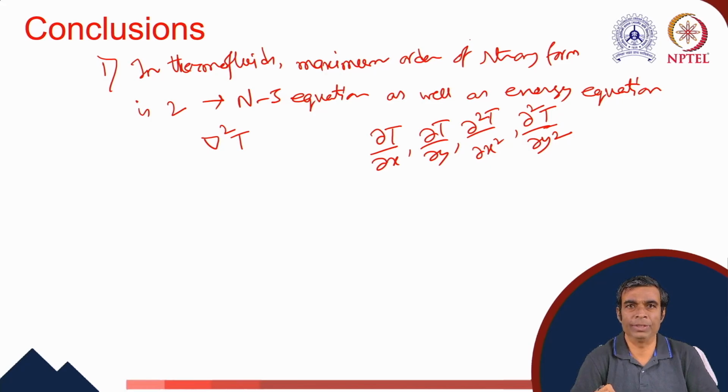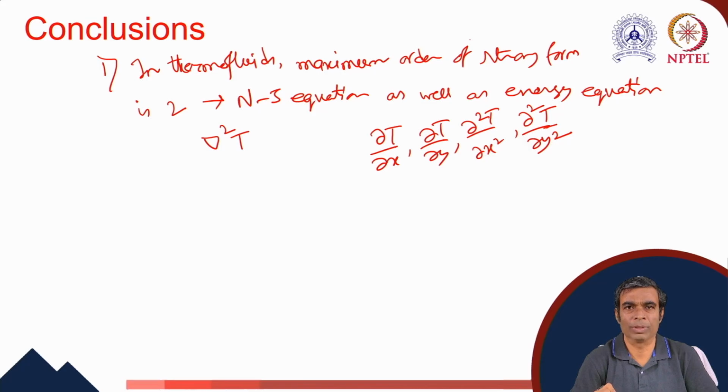So there is a stringent continuity requirement of all the derivatives which are written here. Temperature itself must be continuous, del u del x, del u del y must be continuous, and del 2u del x2, del 2u del y2, at least they must exist throughout the domain. So this is the stringent requirement in case of a strong form.